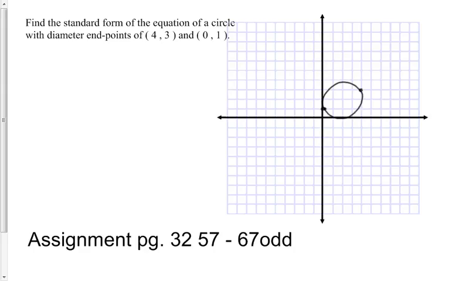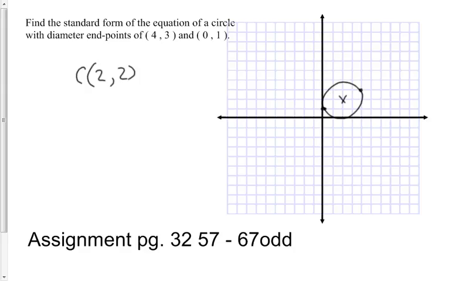So what else have we got to find? Do we know the center? Can we figure out where the center of the circle is going to be? Halfway between the 4 and the 0, okay? And then halfway between the 3 and the 1. So our center, where's that going to be? Drake, where's the center going to be? (2, 2). Good. And it's very easy to see. Okay? That's not so bad.